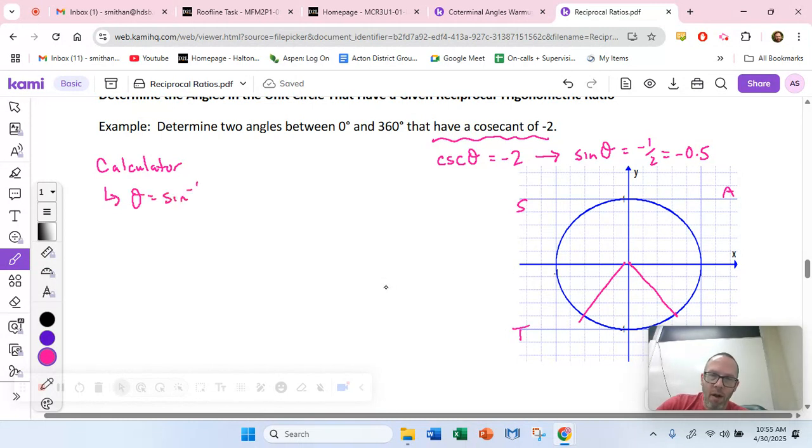Inverse sine of -0.5, what does that give us? -30. It's -30 or -60. It's a coin flip. -30, which is totally fine. This just means our reference angle is 30 degrees. -30 this way. This way.